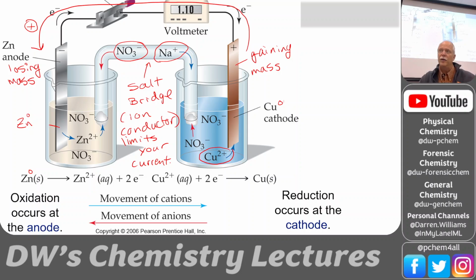And your ions are big, bulky things compared to electrons. An electron is 1,000th of the mass of a proton. Okay, so even if you were just pushing protons, you're pushing 1,000 times more mass than you're pushing electrons.